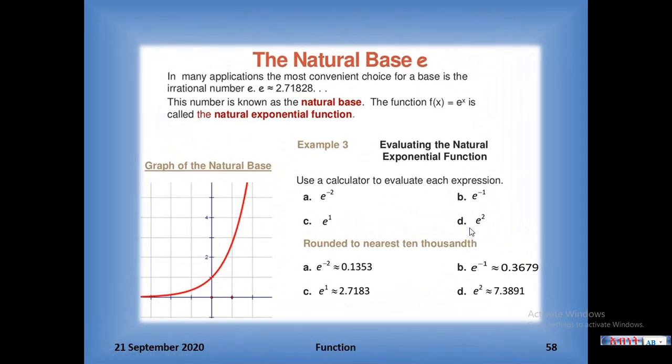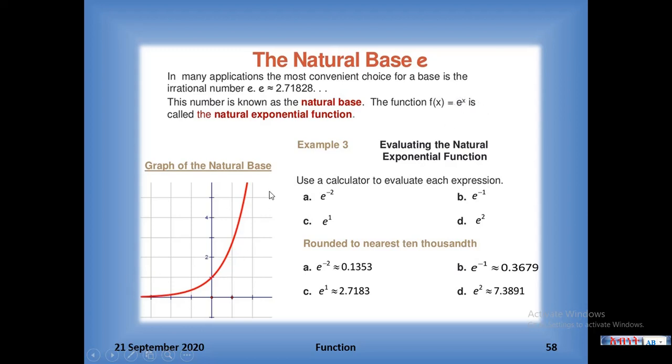And do you know the number e, by the way? e means 2.718 281 828, like that. So this is called the natural base. So the function e to the power of x is also a function because e is a number. It is a number between 2.5 and 3. Between 2.5 and 3.